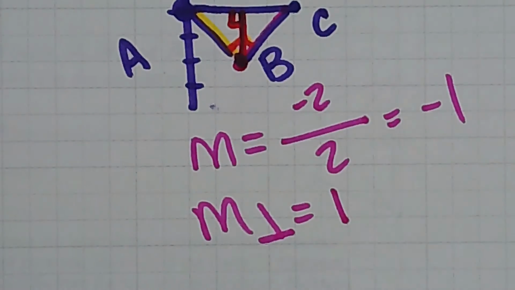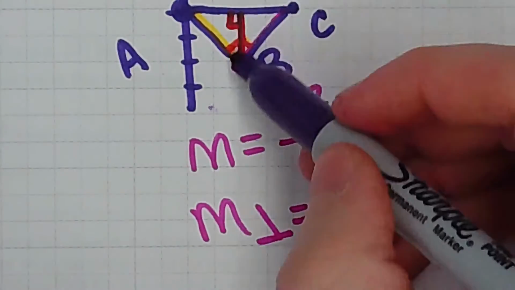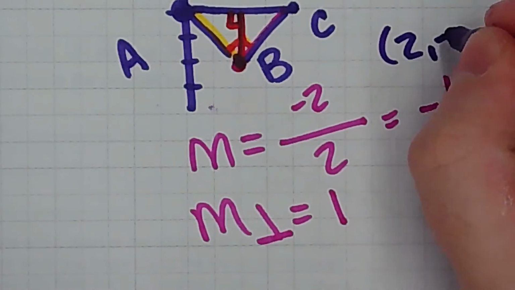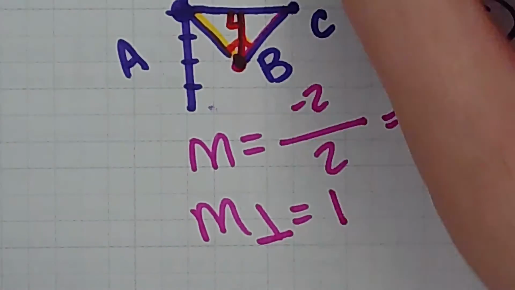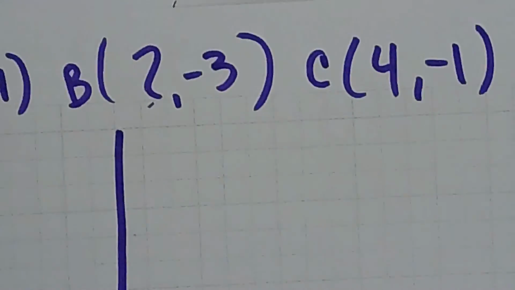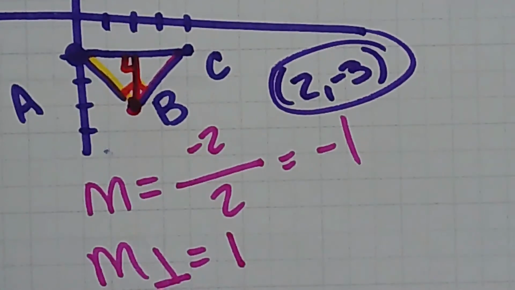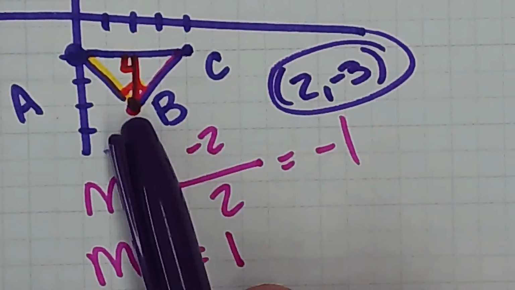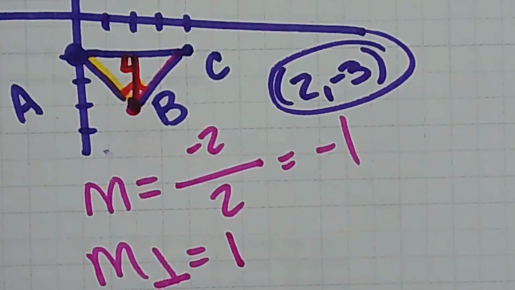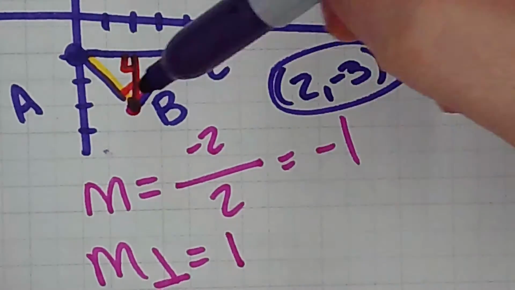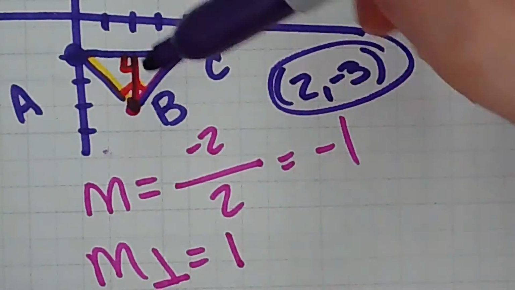So at what point do we have our orthocenter? 2, -3. Where B is? 2, -3. Where B is, right? That's where our orthocenter is. The orthogonal from here, it's there.